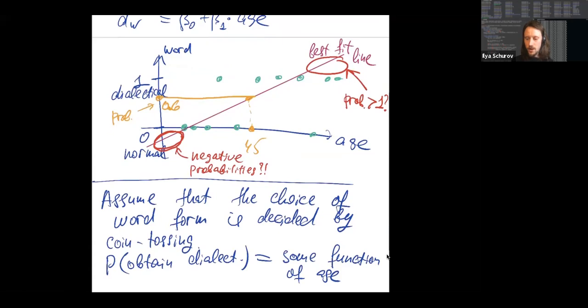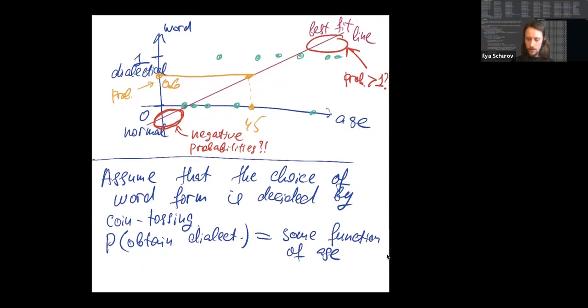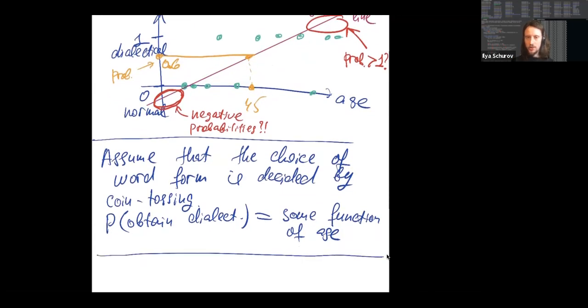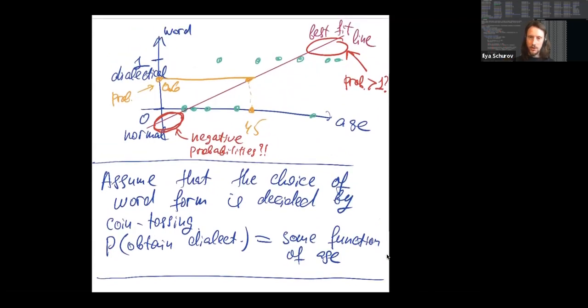So we have to change the way we draw this curve, and switch from a straight line to some other curve that we will use to fit our model. And this is how logistic regression is different from just simple linear regression.